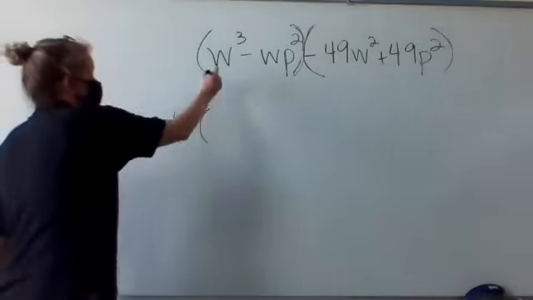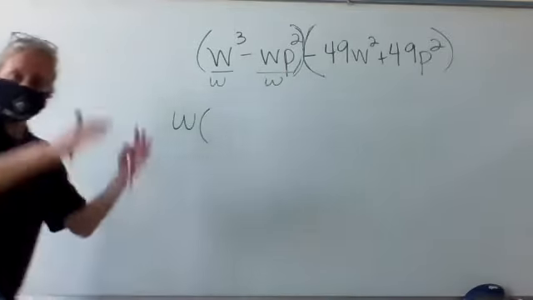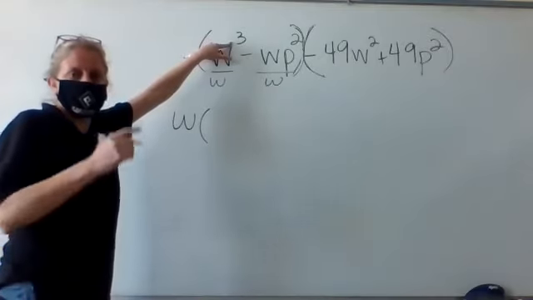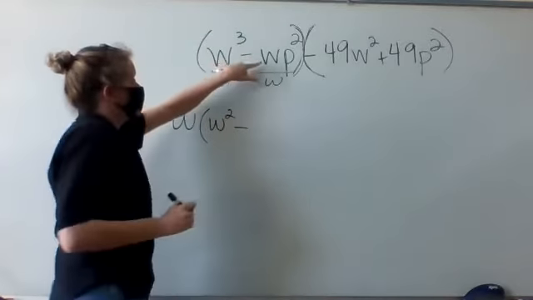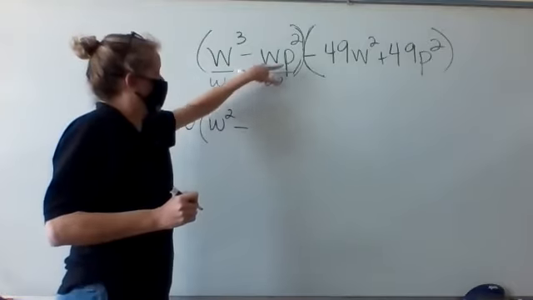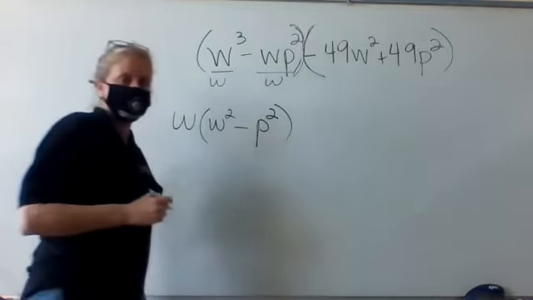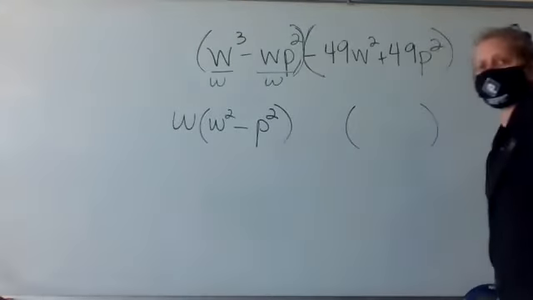How do you find out what's left? Whatever you pull out, that's what you're going to take out from each one. If I took a W out of this, what's left? W squared. Minus, if I took the W out of this one, what's left? P squared. So in other words, that's what I'm going to want to be left in the other one.